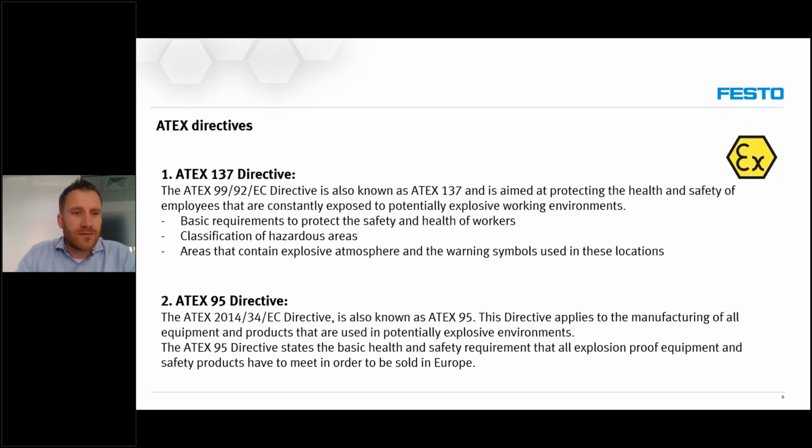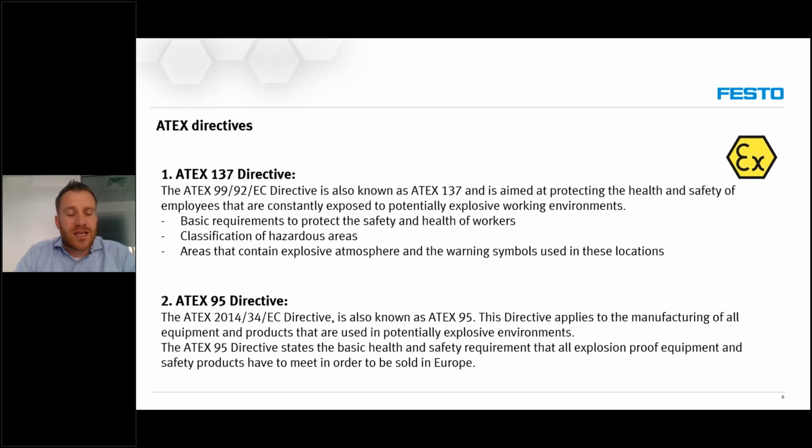The second directive, ATEX 95, has a direct application on the products used in potentially explosive environments. It contains the details stating certain requirements for the components, so that they can be used in a safe manner and with safe instructions.